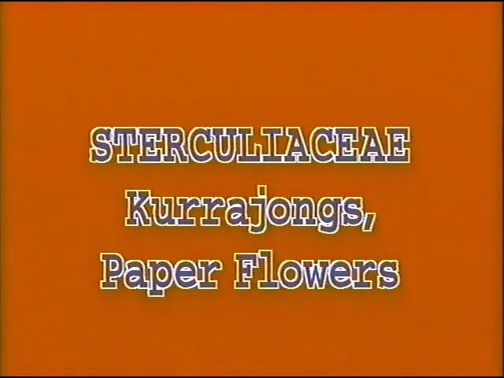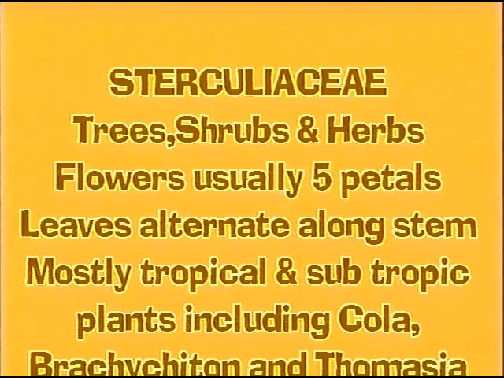The family STERCULIACEAE, the currajongs and paper flowers, include trees, shrubs and herbs. The flowers usually have 5 petals. These are mainly tropical and subtropical plants, and they include Australian plants such as Sterculia, Thomasia and Brachychiton.